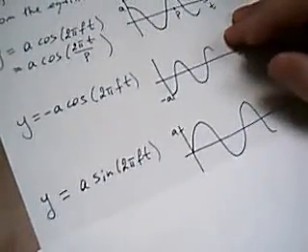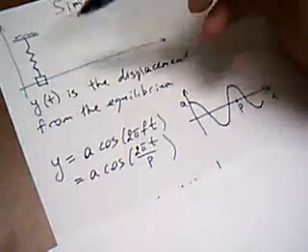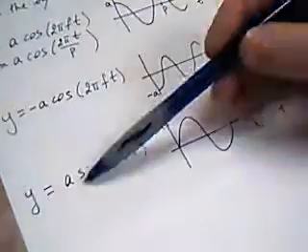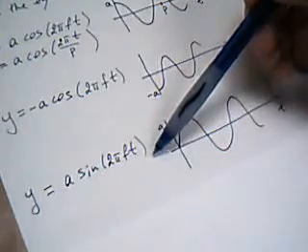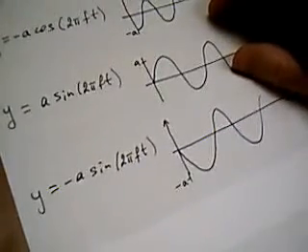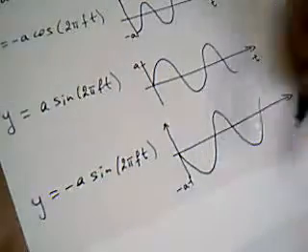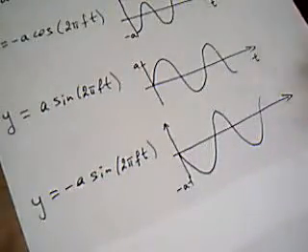Now it also may happen that the mass is pushed from the equilibrium, so if it is pushed up at time equal to 0 and then it starts going up or down, then the motion is described by the sine curve, so it starts at displacement equal to 0. Or if it is pushed down at time equal to 0, then it is described by a sine curve but with a negative sign.